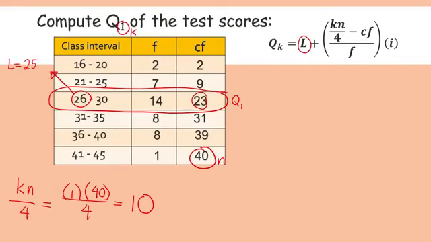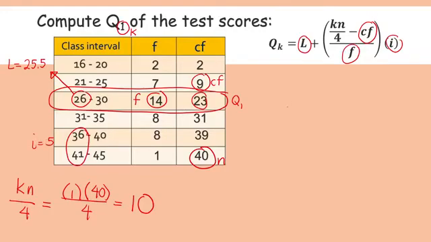25.5. Correct. What about the CF? What's the value of the CF? 9, sir. What about the value of F? 14. And the I? 5, sir. So I is equal to 5.